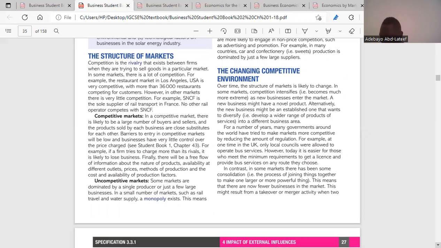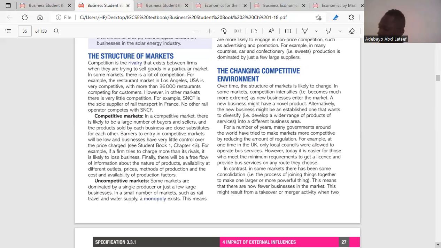So for uncompetitive markets, I wrote, these markets are dominated by a single producer or just a few large businesses. So when we talk about uncompetitive markets, we're talking about monopoly and oligopoly. So what's a monopoly? I wrote, a monopoly is a market structure that has a single supplier supplying the whole market. So when you have a single supplier in the whole market, it is a monopoly, which is an example of an uncompetitive market. Then we have oligopoly. This is a market dominated by a few large businesses or large producers. So oligopoly and monopoly are examples of uncompetitive markets.